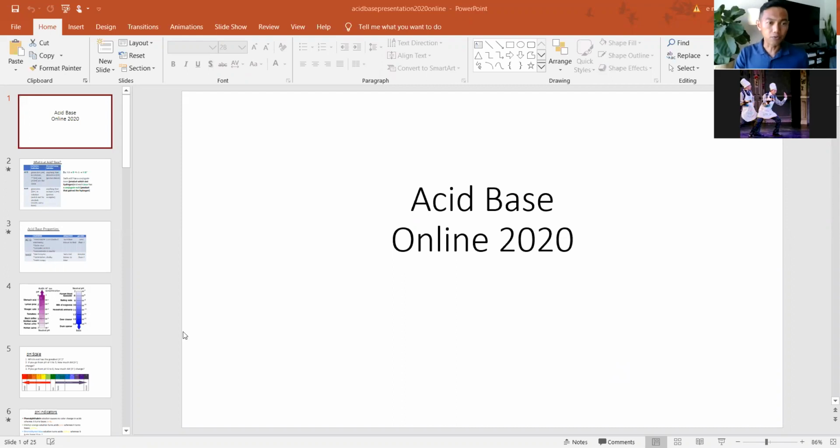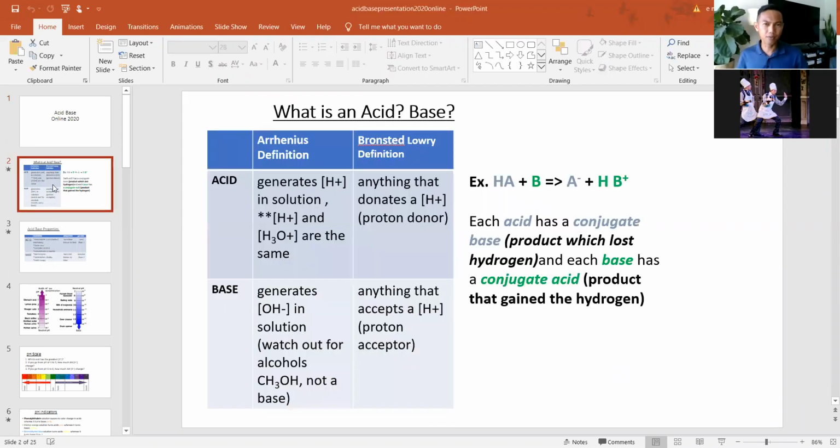It's important that we define it first, acids and bases. It turns out that in chemistry, they always kind of make things complicated. There are, in fact, three ways that you can define an acid or a base. But the one that we're going to be focusing on is this middle one, the Bronsted-Lowry definition. The third one, which I didn't even indicate here, is called the Lewis acid and Lewis base.